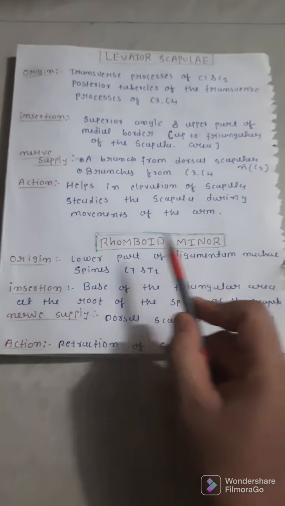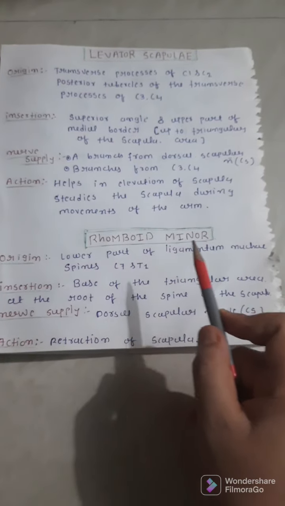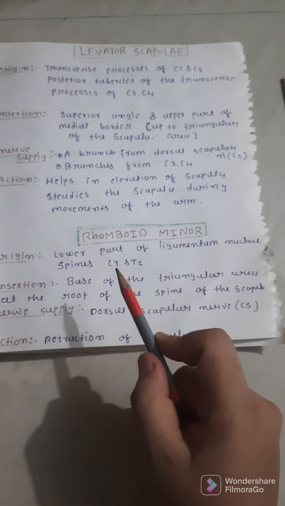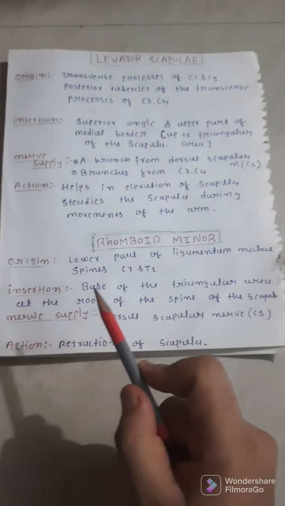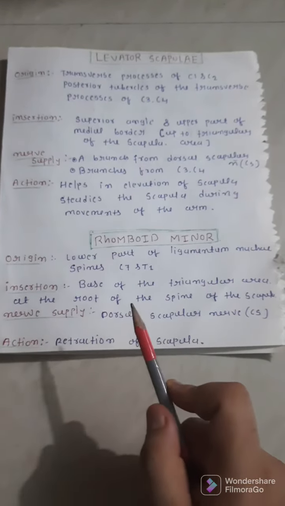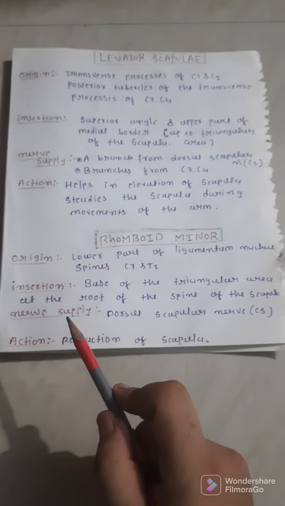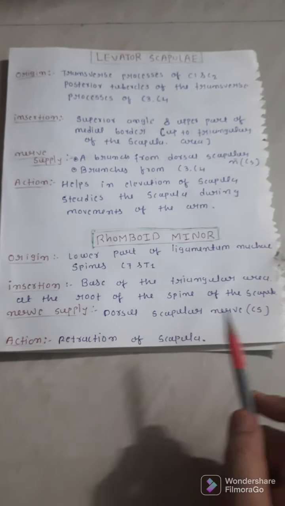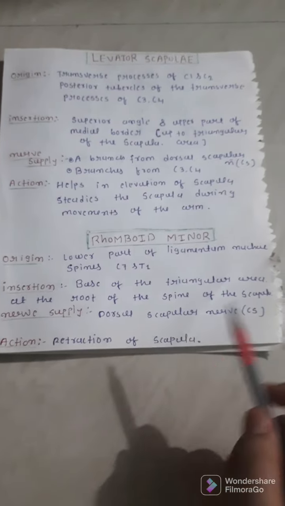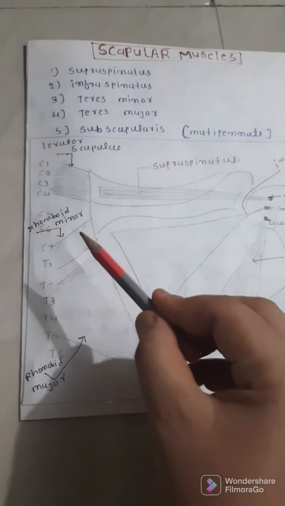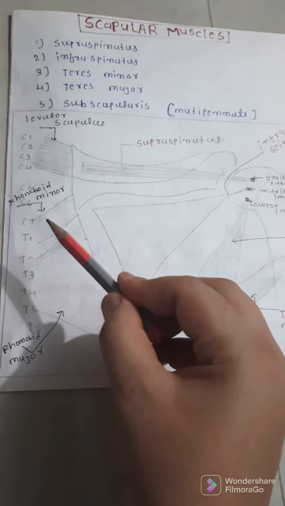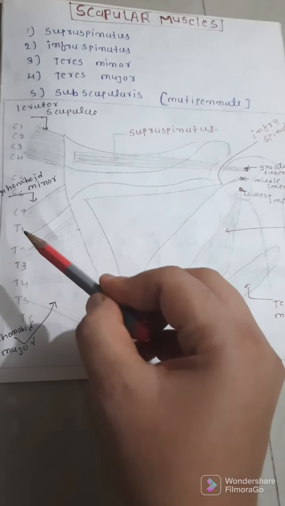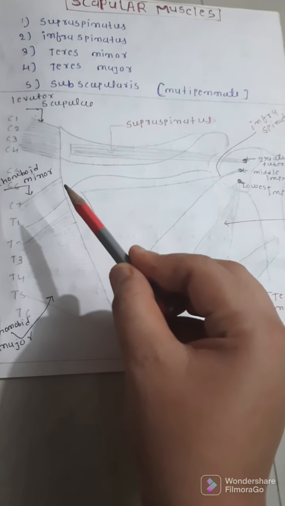Rhomboid minor origin, lower part of the ligamentum nuchae and spine of the C7 and T1. Insertion of the base of the triangular area of the root of the spine of scapula. Nerve supply, dorsal scapular nerve C5. Action, retraction of scapula. We can see here in rhomboid minor origin from the C7 and T1 and insertion of the spine of the scapula.